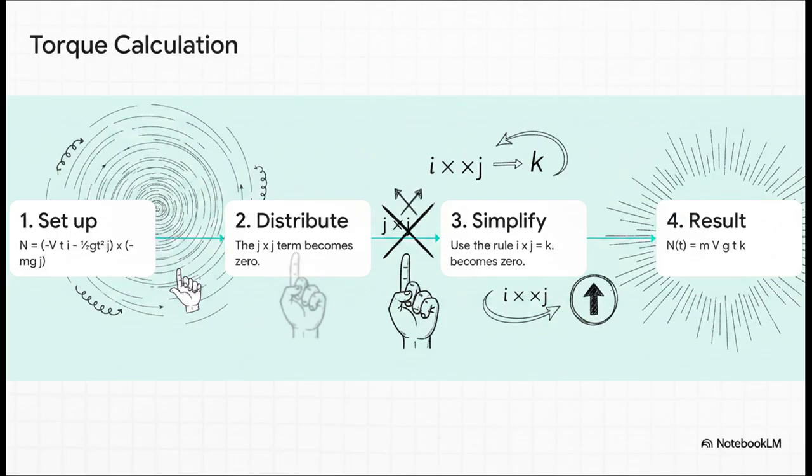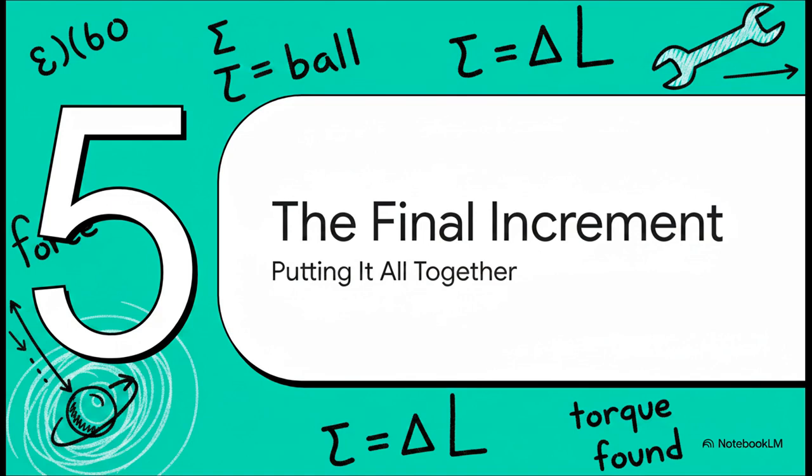Can you see it? Even though the force of gravity is pulling straight down, because our viewpoint is moving, it creates a lever arm that produces a real, measurable torque. We did it! We found the torque. So now it's time for the final push, the last phase of the calculation, where we use this result to get the total change in angular momentum.